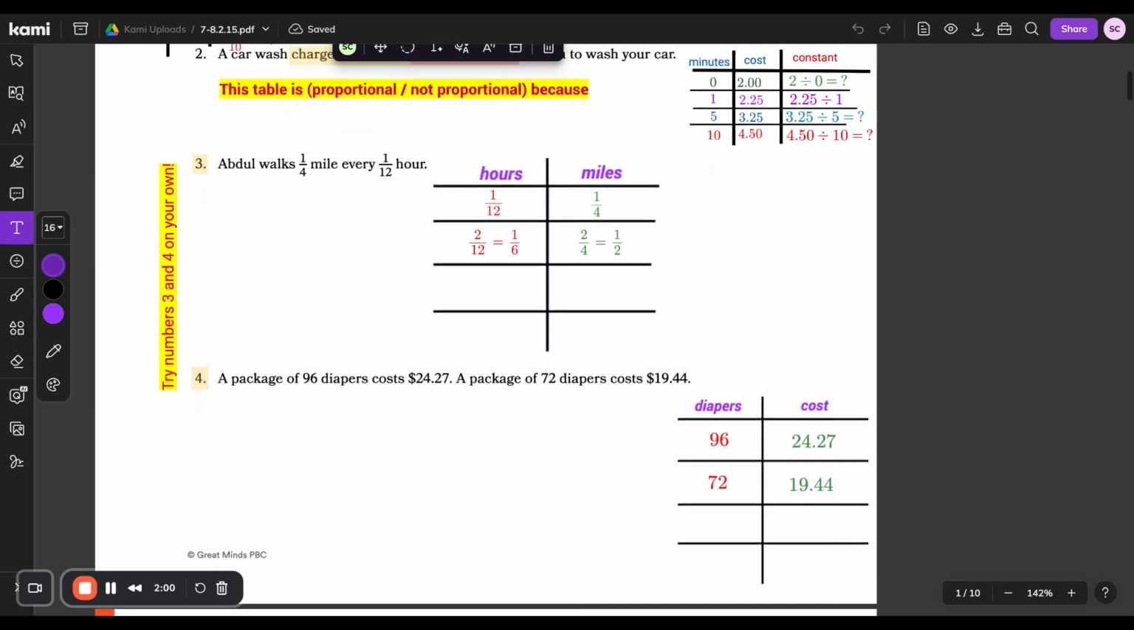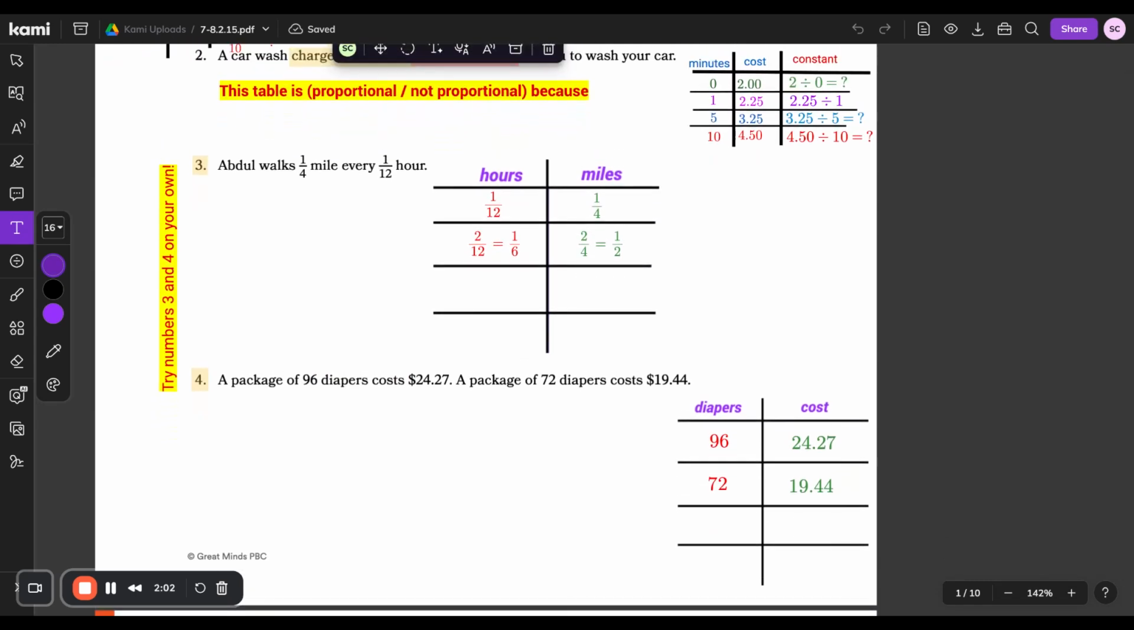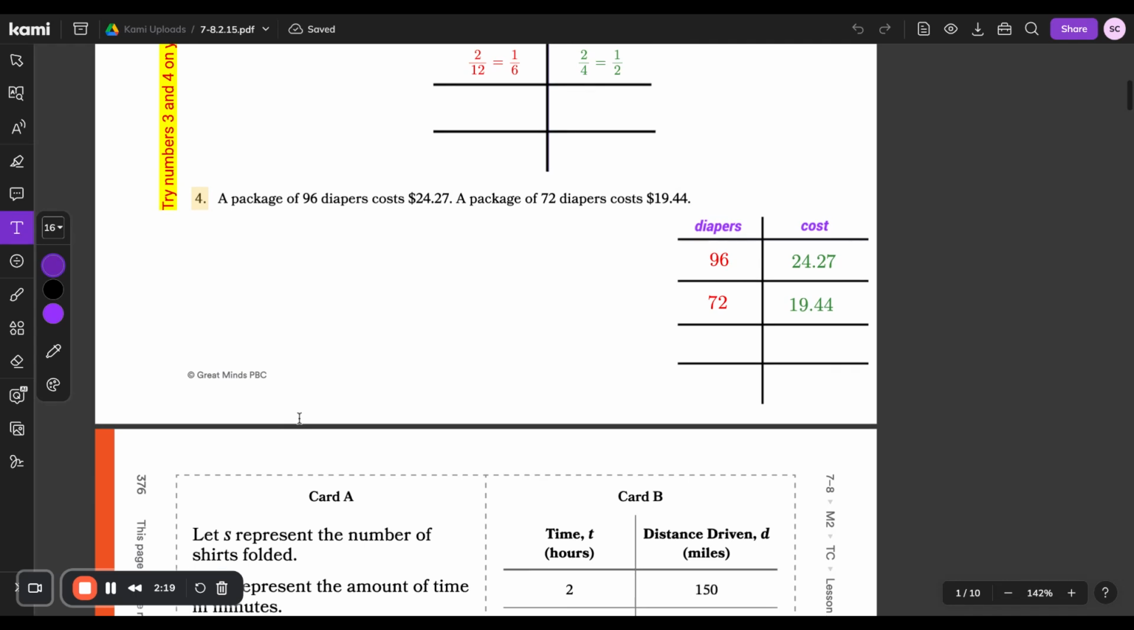For number 3 and number 4, the table is already started for you. You're just going to find what your constant is for number 3 and number 4, and then give the same explanation as you did for 1 and 2, explaining how you know whether or not 3 and 4 represent proportional or not proportional relationships based off the constant you found or didn't find.